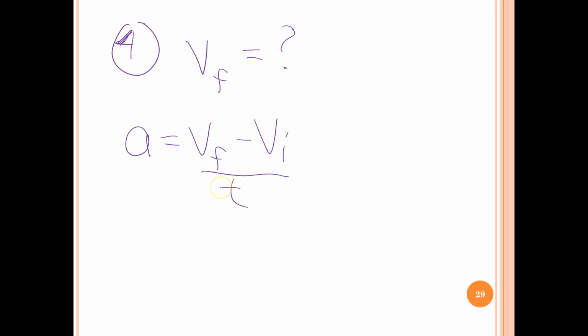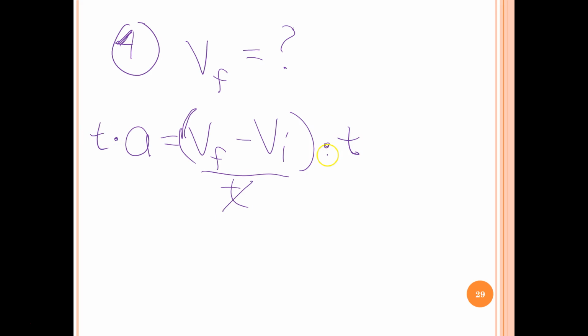This is a physics equation. In order to figure out the rate of change of speed, we're going to just subtract those speeds from each other and divide by the time it took to increase from one speed to the next. So to get VF by itself, notice that T is stuck in that denominator. So what we're going to do is multiply both sides by T.